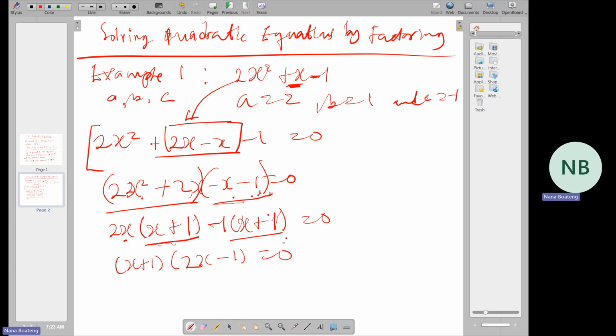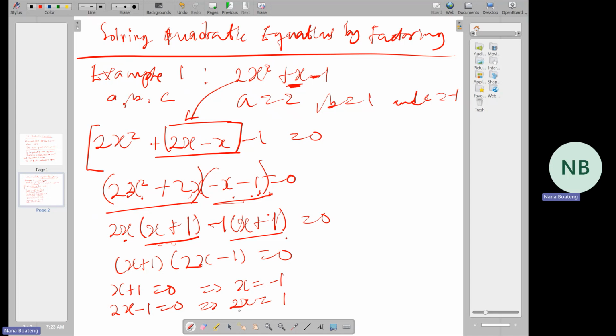And at this point, we can use the zero product principle, which states that if the product of two algebraic expressions is 0, then at least one of them is equal to 0. So by the zero product principle, we can say that x plus 1 is equal to 0. If we subtract 1 on both sides, we have x is equal to -1. And for the second factor, 2x minus 1 is equal to 0. If we add 1 on both sides, we have 2x is equal to 1.